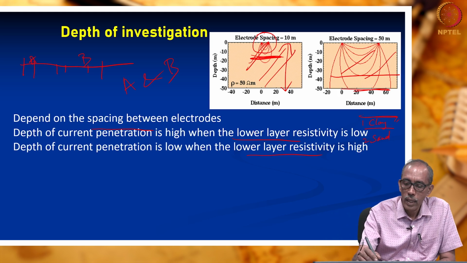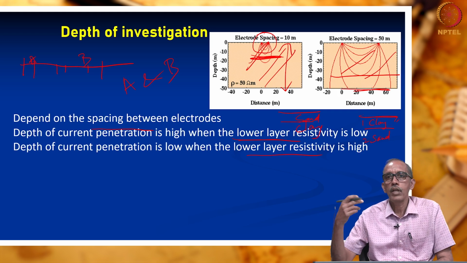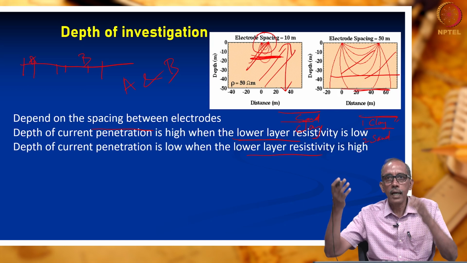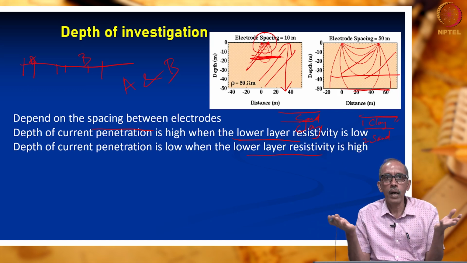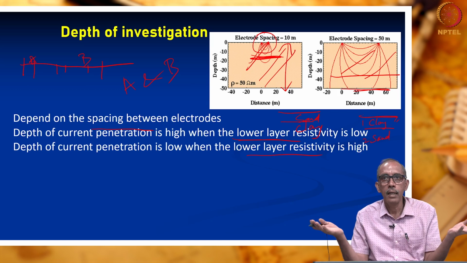The difference we had seen in the previous sentence. In the previous case, sand is here, then clay is here. In that case, depth of penetration will be more, because current will tend to go to greater depth, because at greater depth you have a very conducting layer.